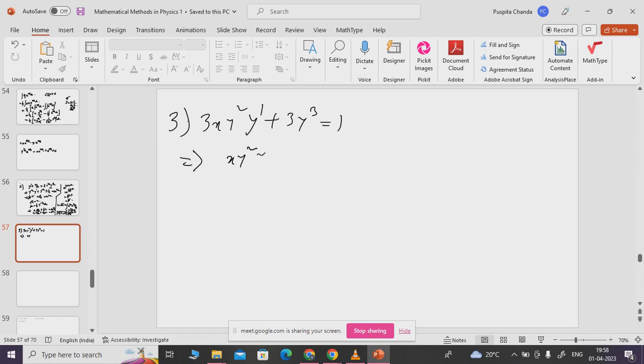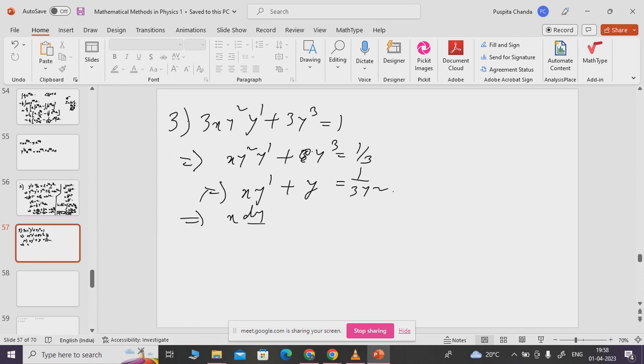Question number 3 is 3xy² y' + 3y³ = 1. So we will divide both sides by y, and we can write y³ is equal to 1 by 3. We will divide both sides by y², so it will be y' plus y²... y equals 1 by 3y².